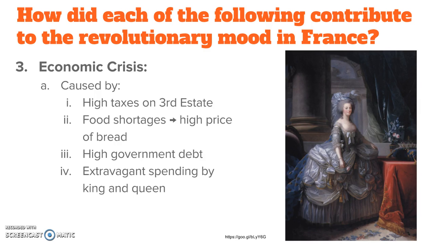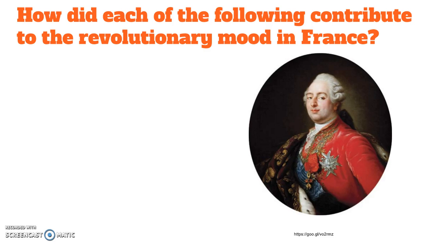The fourth thing here is extravagant spending by the king and queen. They used to spend a lot of money on parties, and here's a great example of the Queen Marie Antoinette here with a very, very fancy dress in a very, very fancy place with very, very fancy hair. This all costs a lot of money, and this is all also contributing to the fact that the government is in debt and the fact that France is in an economic crisis.